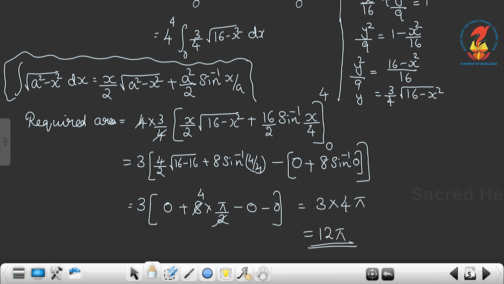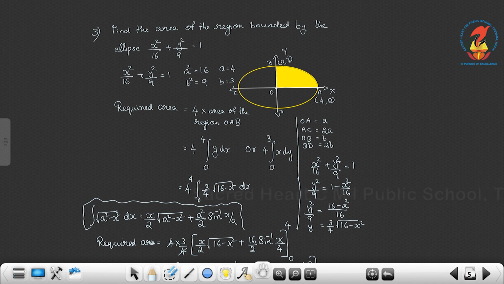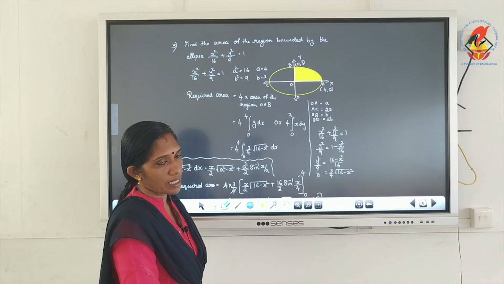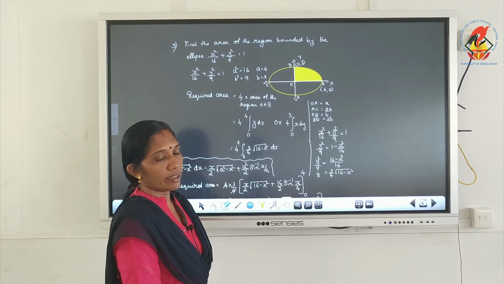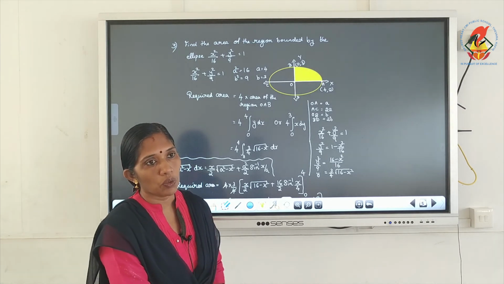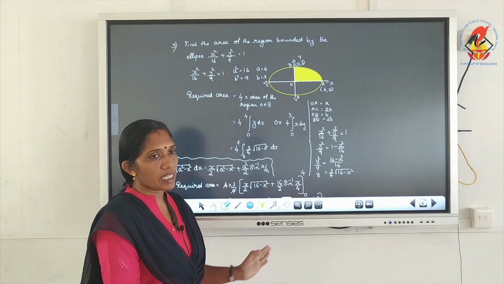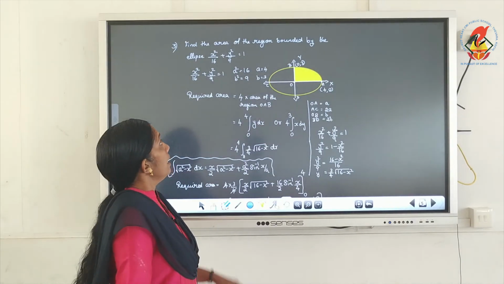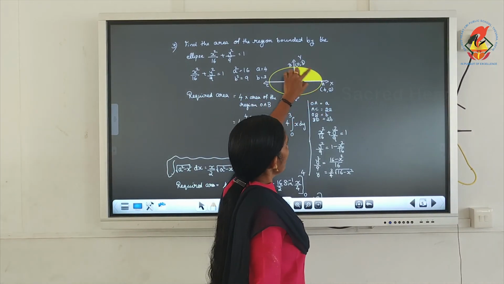So this much is the area of the ellipse. Once again, we have to find the area of the region bounded by the ellipse x square by 16 plus y square by 9 is equal to 1. First we have to draw the ellipse. There are two types of ellipses. One is x square by a square plus y square by b square equal to 1. The other is x square by b square plus y square by a square equal to 1. In the first case, a is more than b, so the major axis is along the x axis.